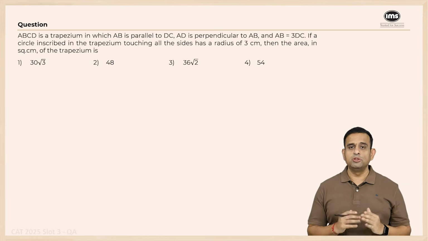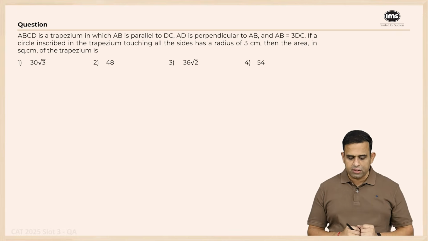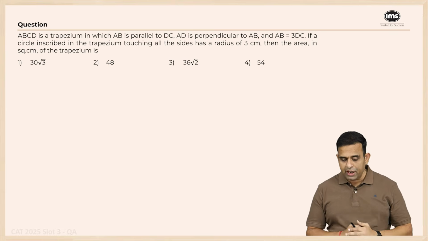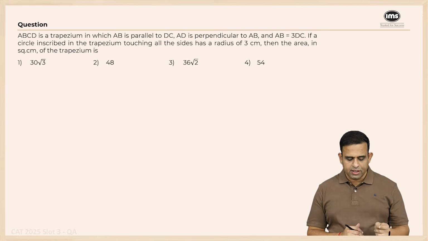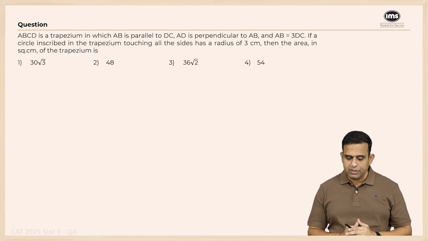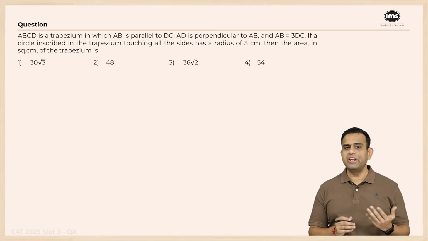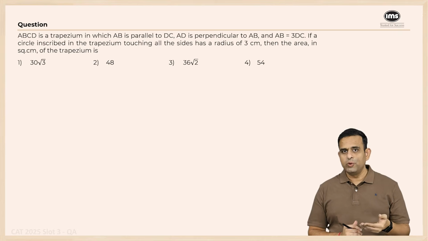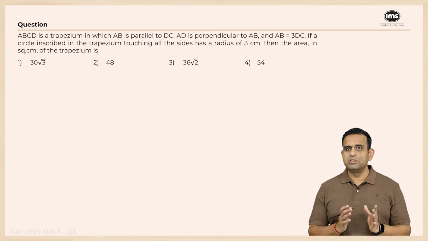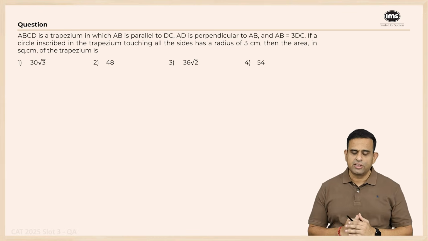The next sum happens to be on geometry, which goes like this. ABCD is a trapezium in which AB is parallel to DC, AD is perpendicular to AB, and AB is 3 times DC. If the circle inscribed in the trapezium touching all the sides has a radius of 3 cm, then the area in square centimeters of the trapezium is how much? Not a very straightforward problem. One drawback, the diagram has not been given. What is known to us is that the circle inscribed in the trapezium touches all 4 sides. It simply means the sides are going to be tangent to the circle.